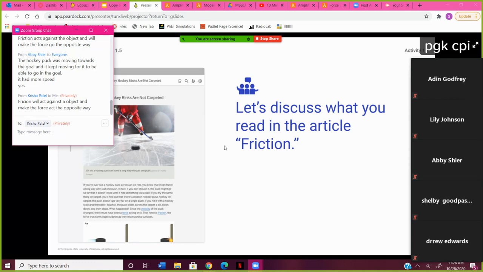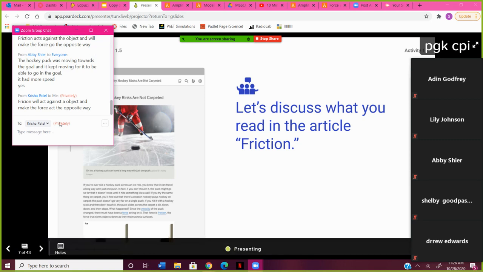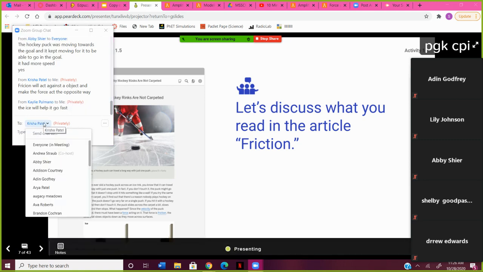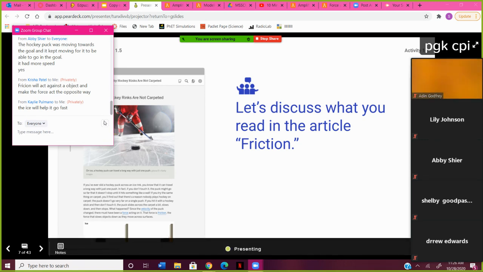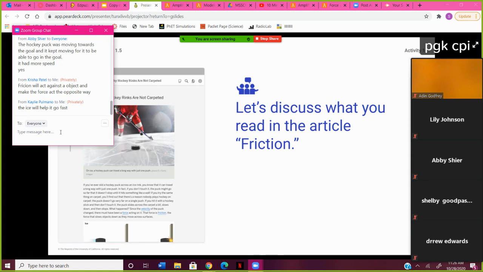Krisha sent me a message and she said friction will act against an object and make the force act the opposite way, possibly. So friction acts against the object. Kaylee said the ice will help it go fast. If you want to respond to everybody in the chat instead of sending me a private message, others can see those. So Krisha said friction will act against an object, and Kaylee said the ice will help the puck go faster.